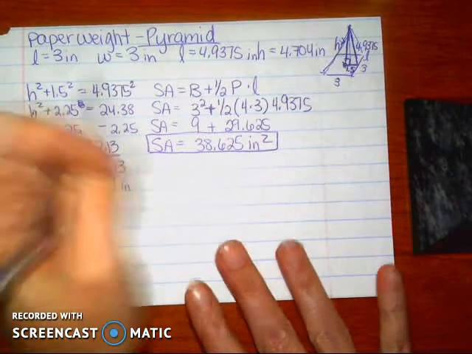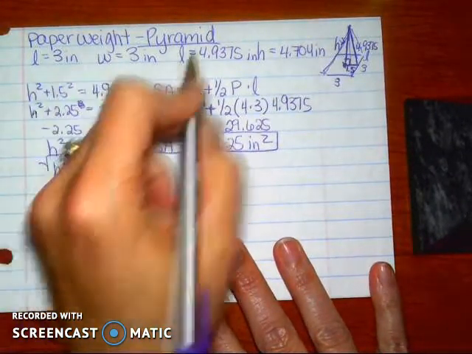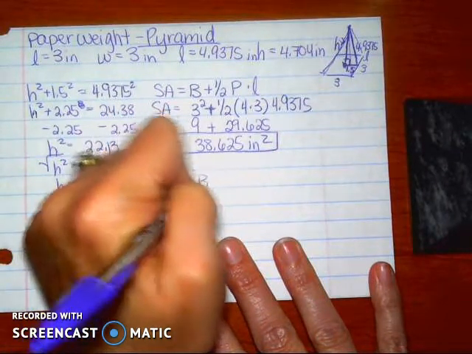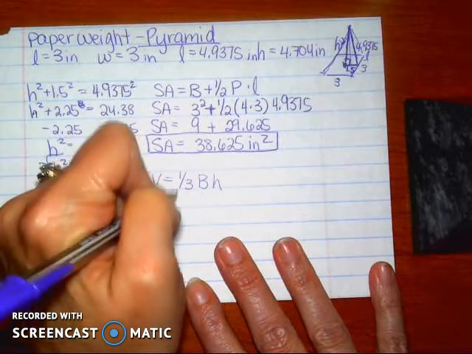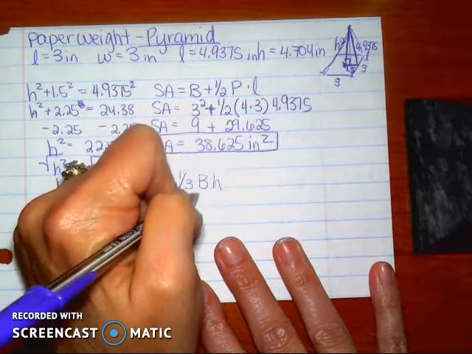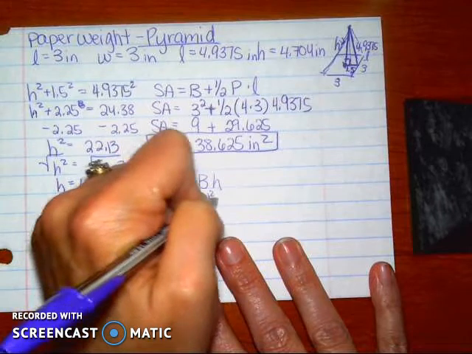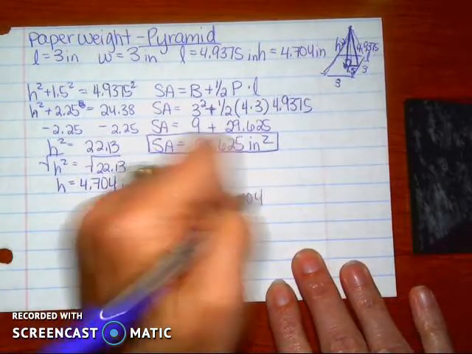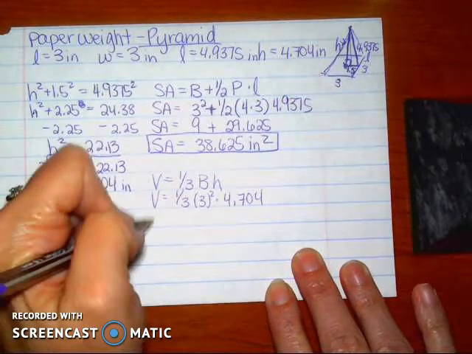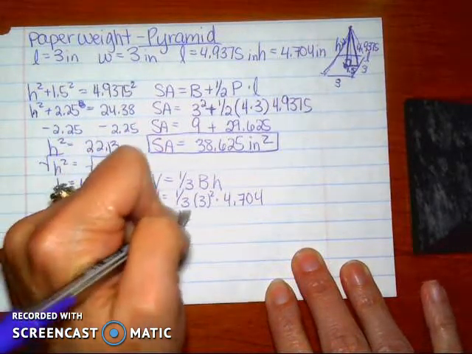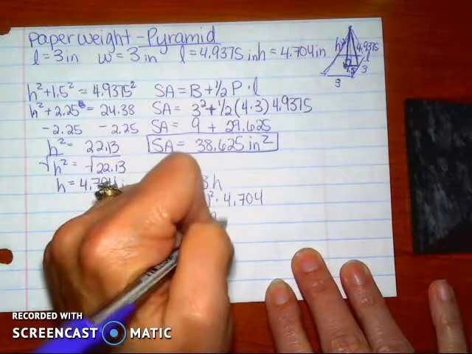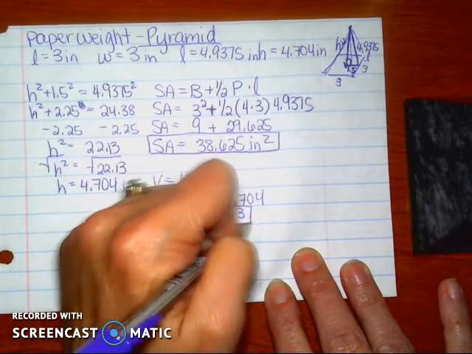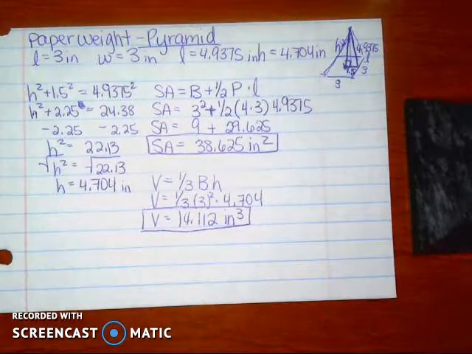Okay, my volume is going to be 1/3 area of the base times height. So there's 1/3, and the area of my base was 3 squared. And then the height we had to calculate, 4.704. And I'm going to multiply all of that together, and I get 14.112, and this is going to be inches cubed. And there's my volume.